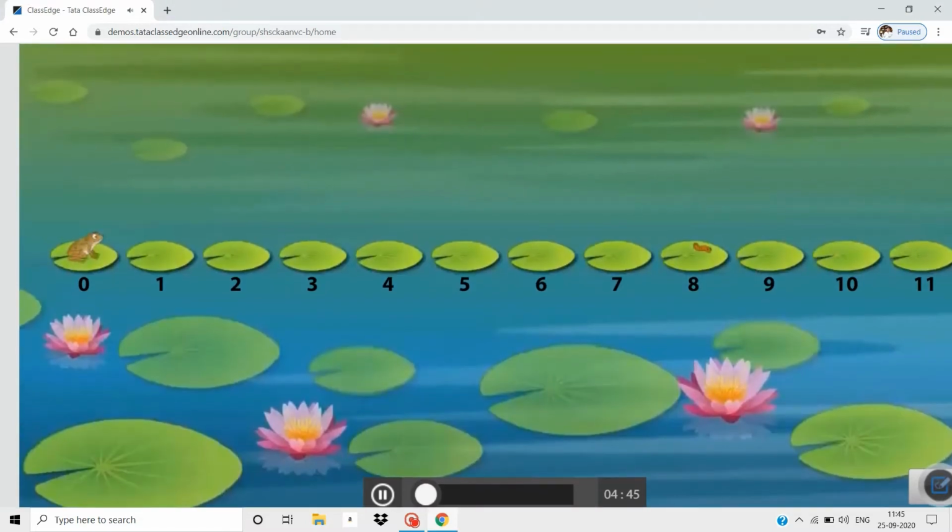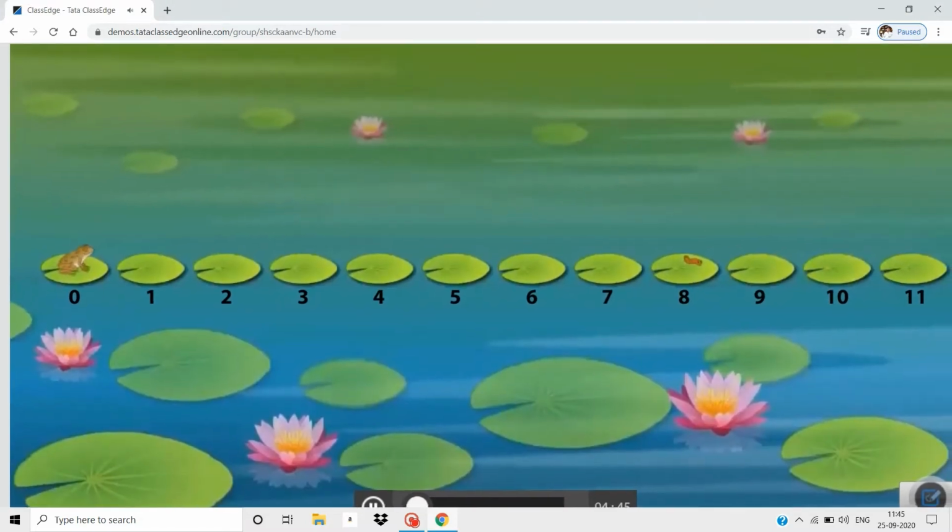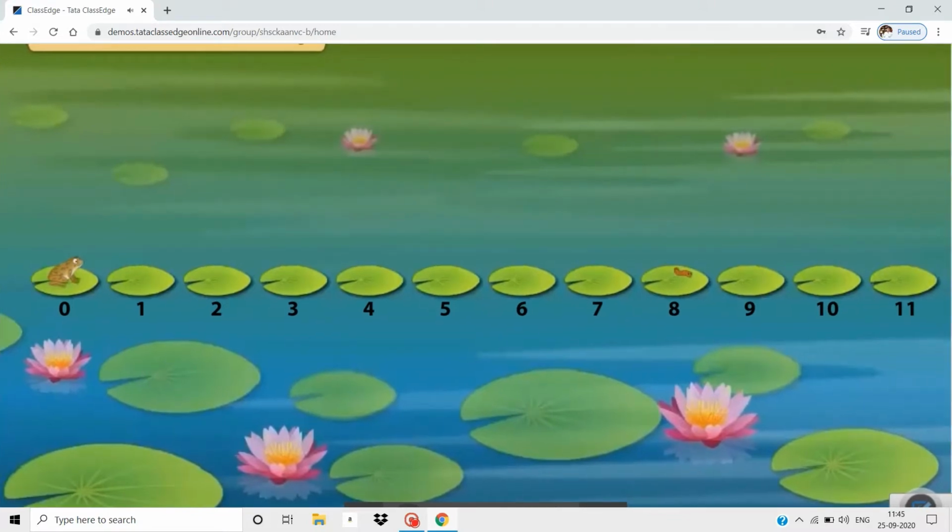Meet Max, the smart little frog. Max is very hungry today. He spots a juicy little worm on lily pad 8. Max is all excited and he can't wait to get there. It will be fun to see Max get to lily pad 8. All right, let's begin.